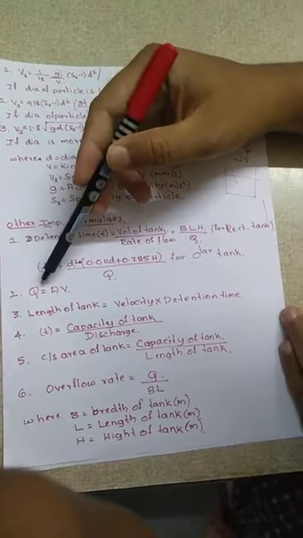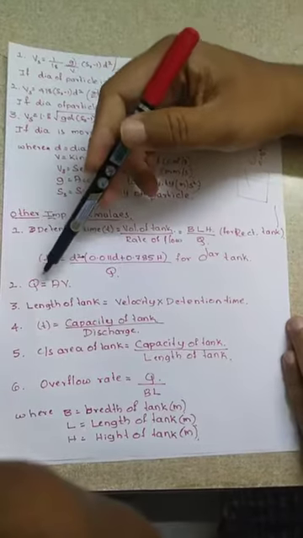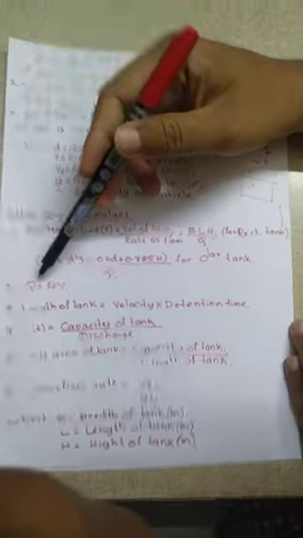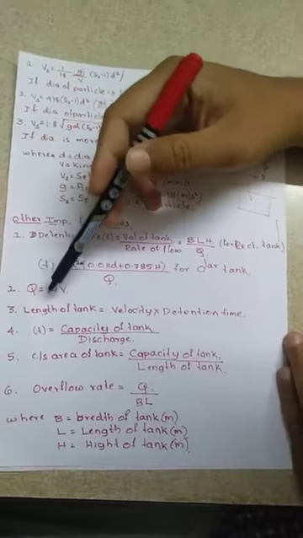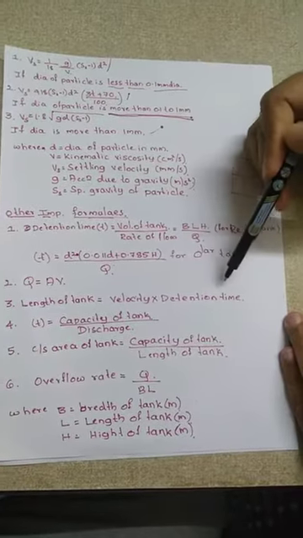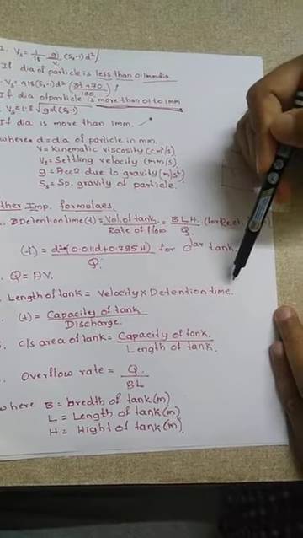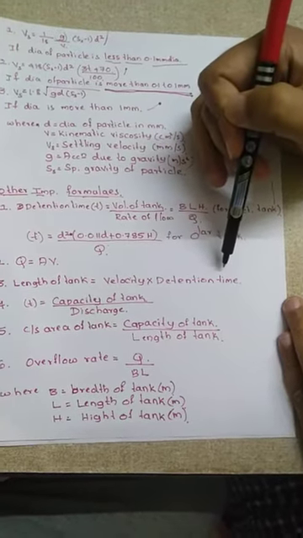And the second equation is Q = AV. We already know this particular formula, and you may have used it in fluid mechanics also. So Q is the discharge, which is equal to area into velocity. The third formula is: length of the tank is equal to velocity multiplied by detention time. I repeat, length of the tank is equal to velocity multiplied by detention time.